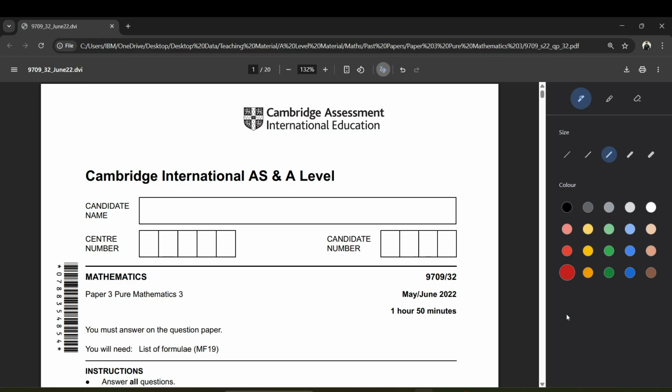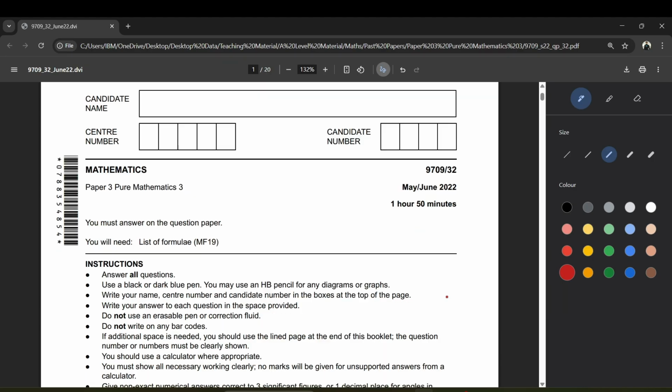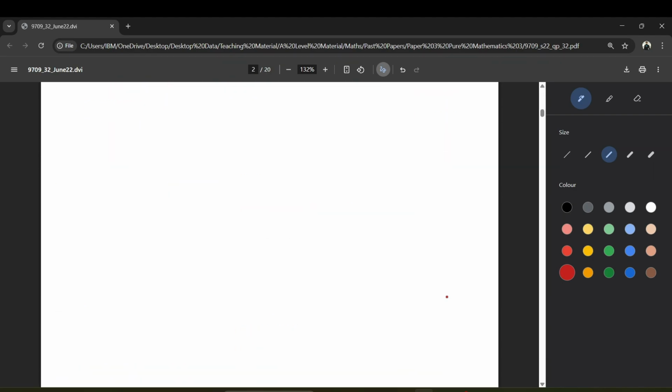Welcome to ASTC. This is Cambridge A Level Mathematics 9709, Pure Mathematics 3. Today we will be discussing the exam paper May June 2022, paper 32. Okay, so let's move to question number 1.